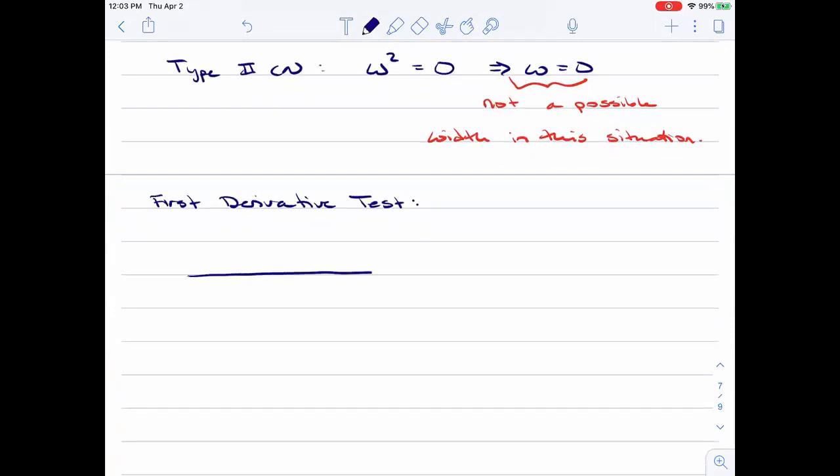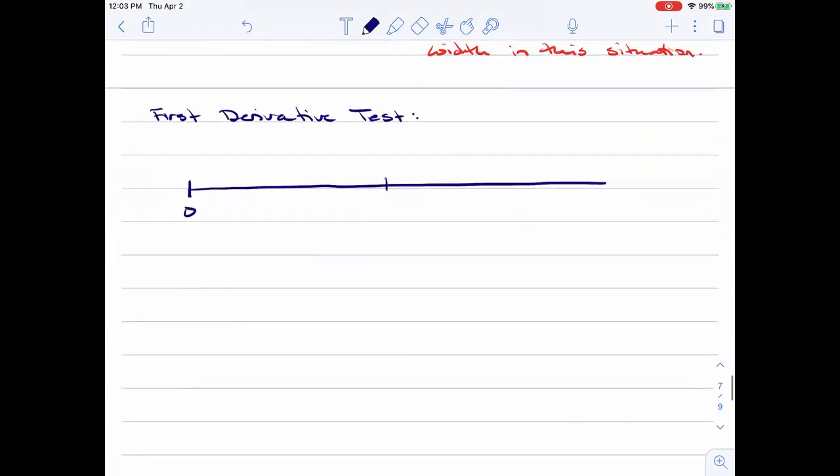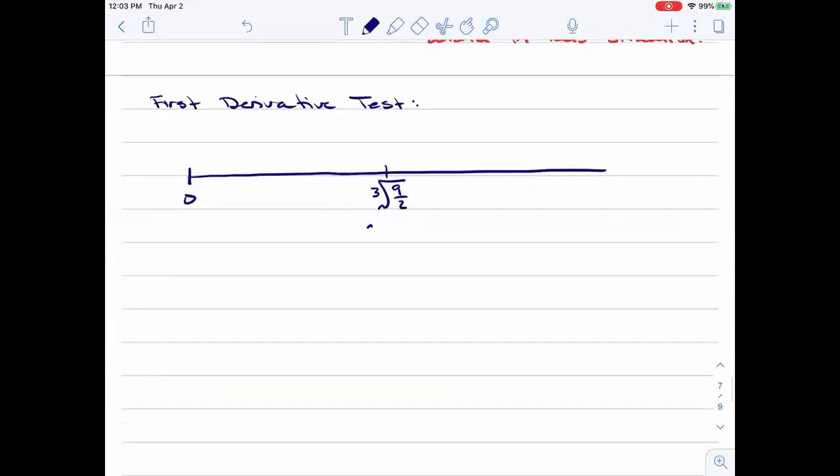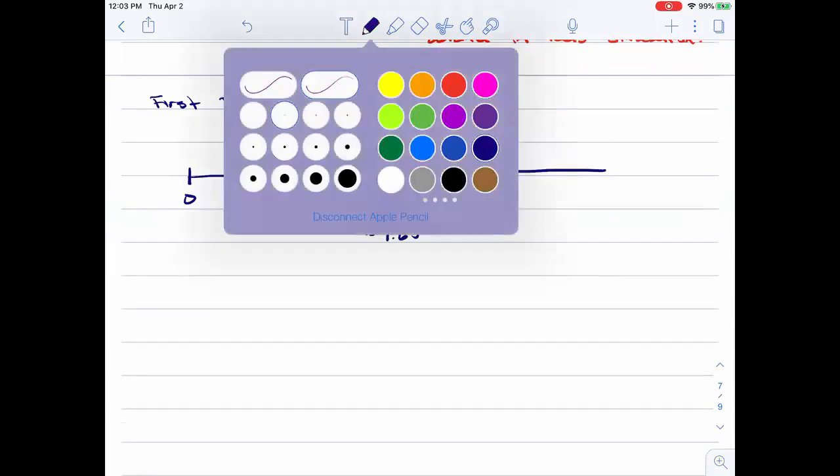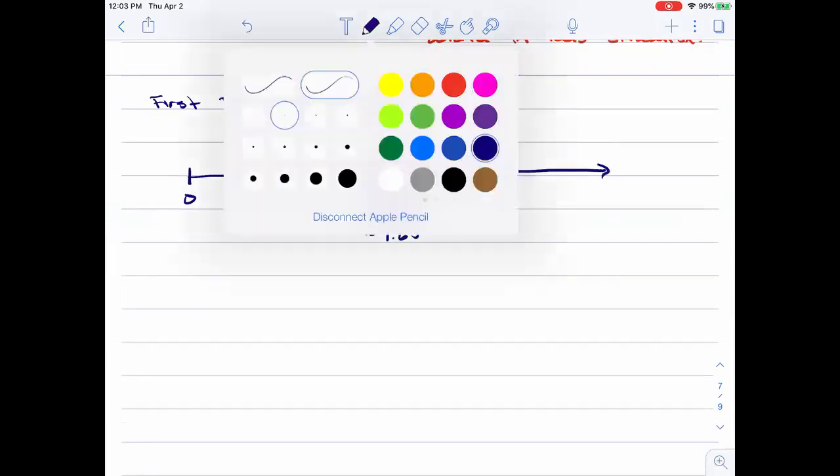And we can say, okay, well, I've got this number line here. Let's start it at a W of 0. And then my second critical number is the third root of 9 over 2. And just so you know what the third root of 9 over 2, to the power of 1 over 3, is, that is roughly 1.65. So just so we know kind of what this thing looks like. And then it keeps going and going and going.